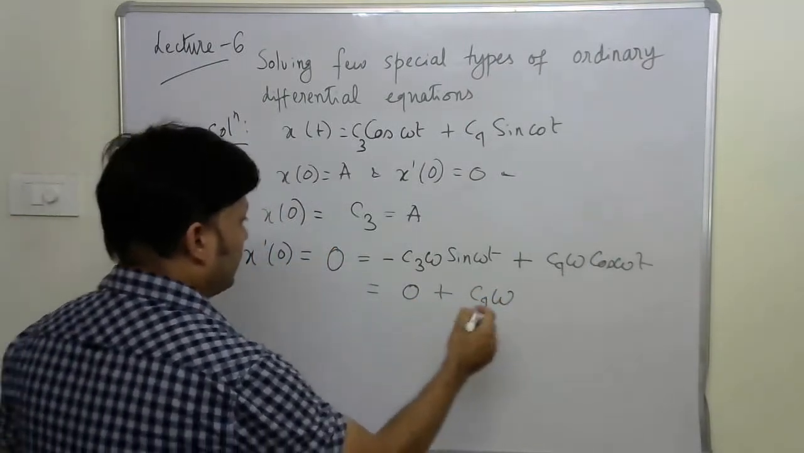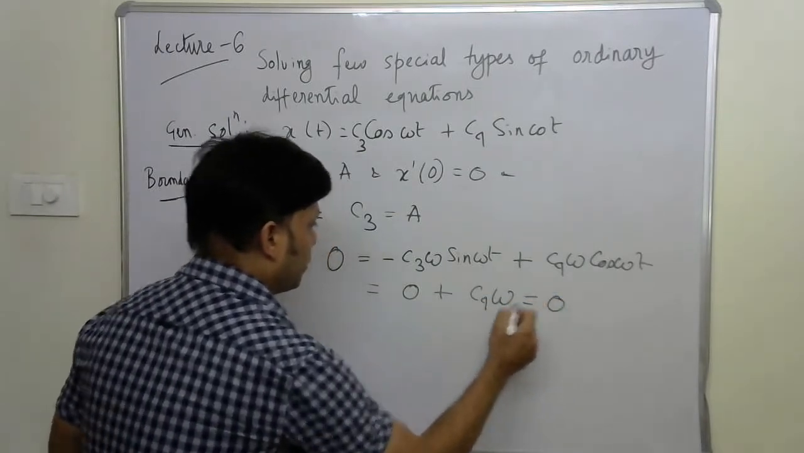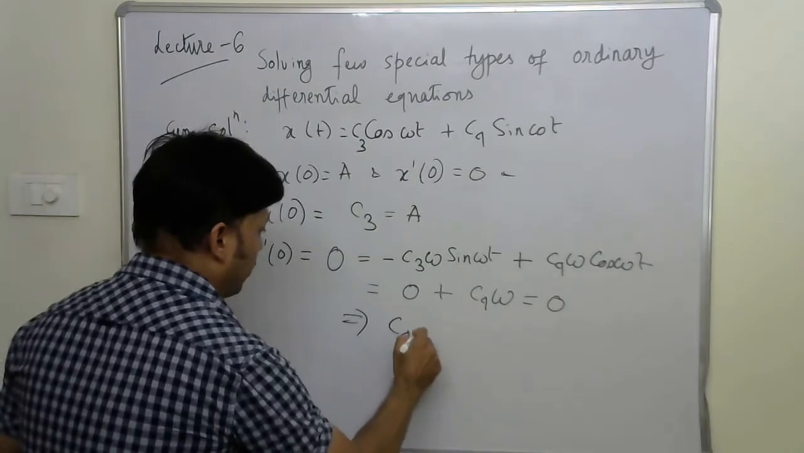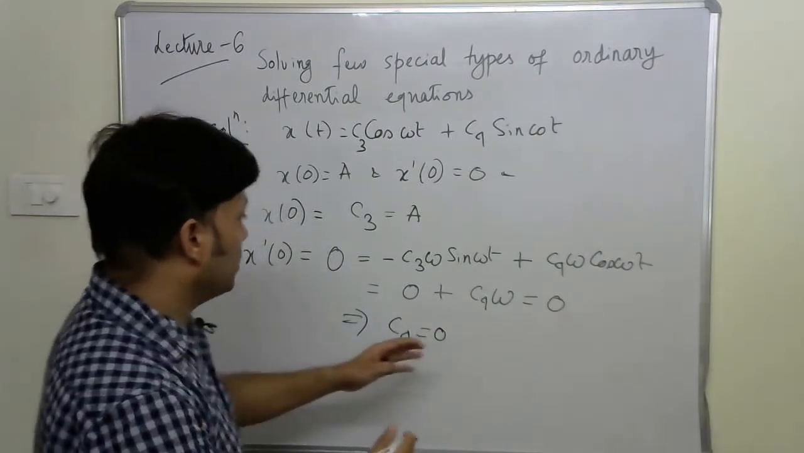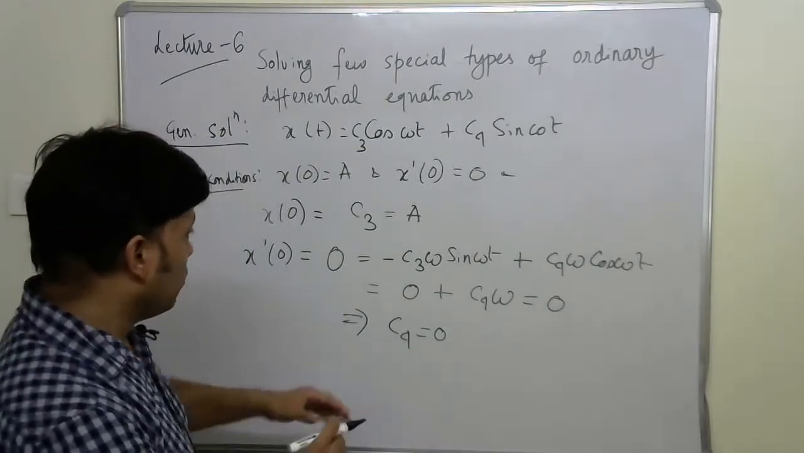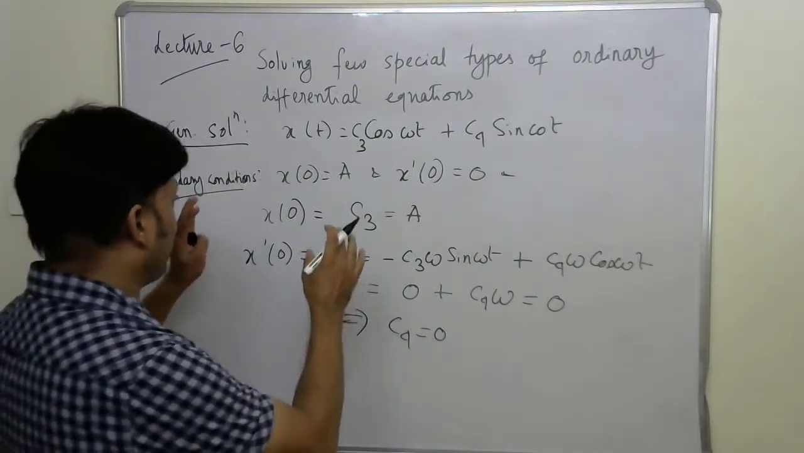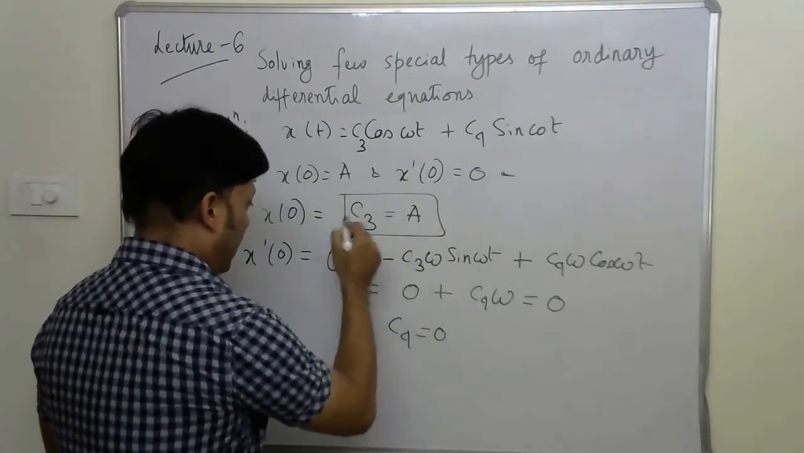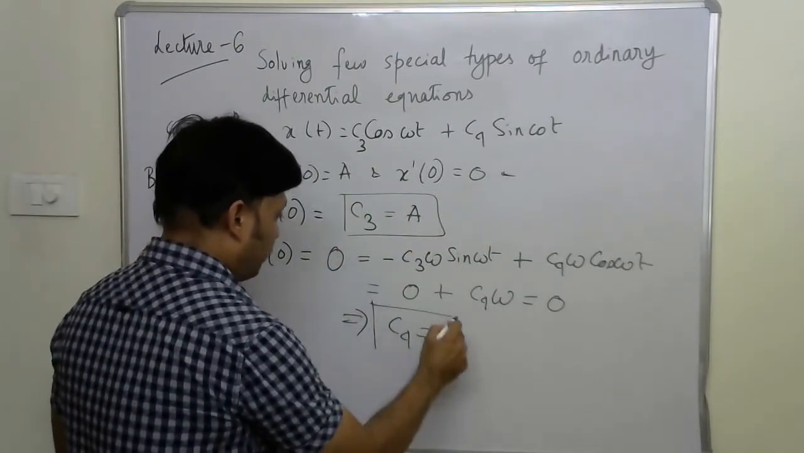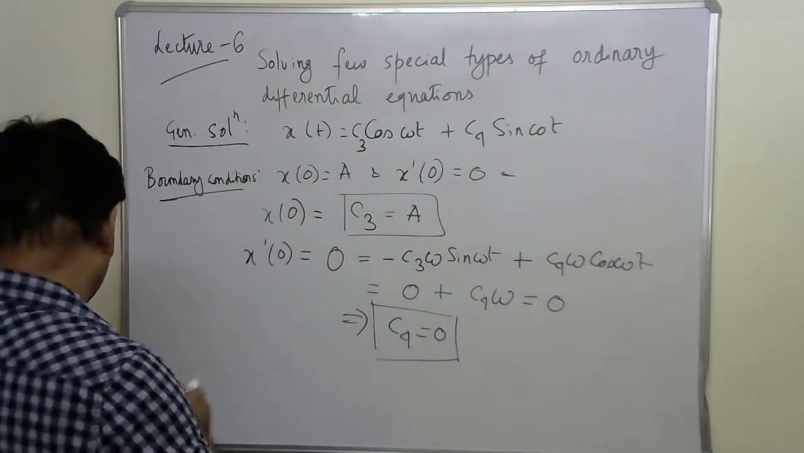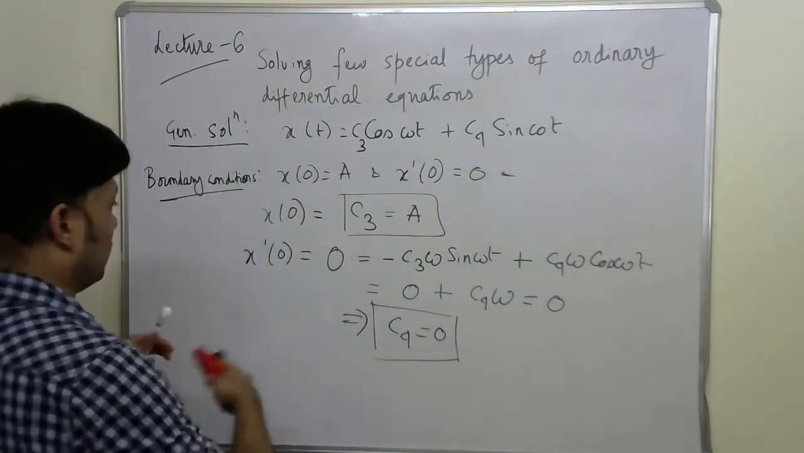Yeah, so we get 0 plus C4 omega. So everything becomes equal to 0. This implies that definitely C4 must be 0, because omega is already given here and omega can be 0. So we now get the values of the two constants of integration: C3 is equal to A, and of course C4 is equal to 0.